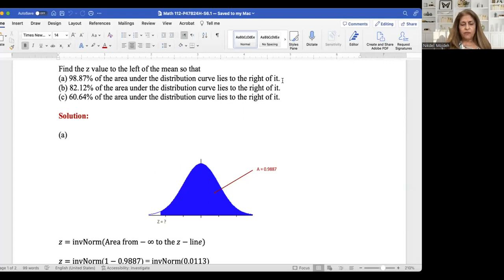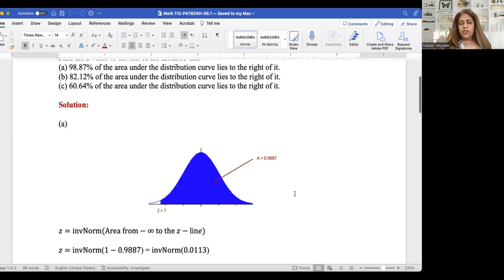So 98.87% of the area under the distribution curve lies to the right of it. It means we are looking at a very, very large area to the right of the z line. Remember, the area under the whole curve is 100%. So the z line has to be all the way to the left, like here, because the area to the right of it, that blue region, is 98.87%, which is 0.9887.